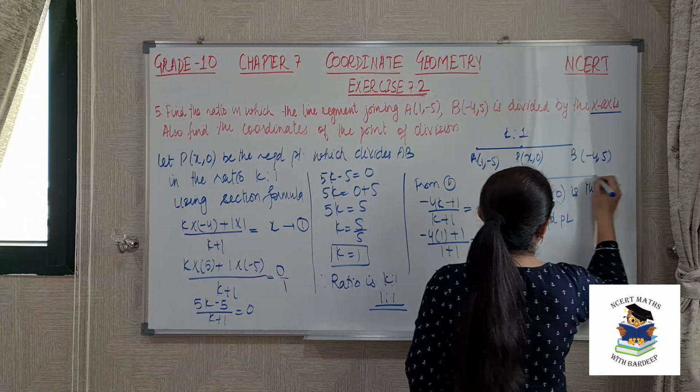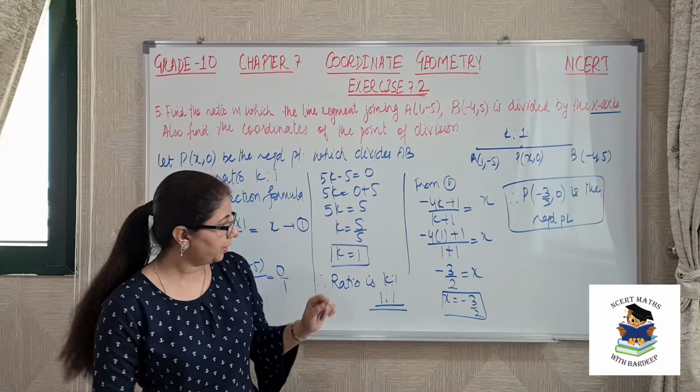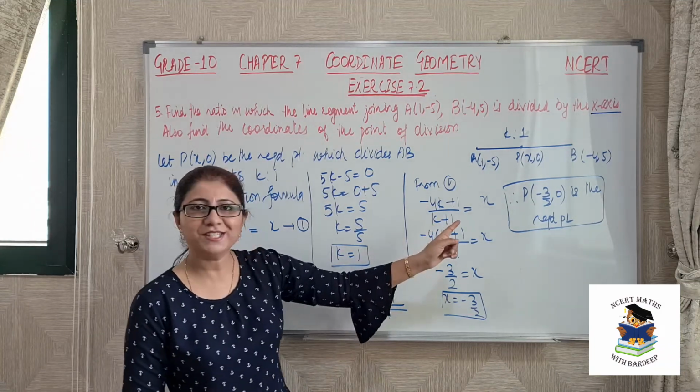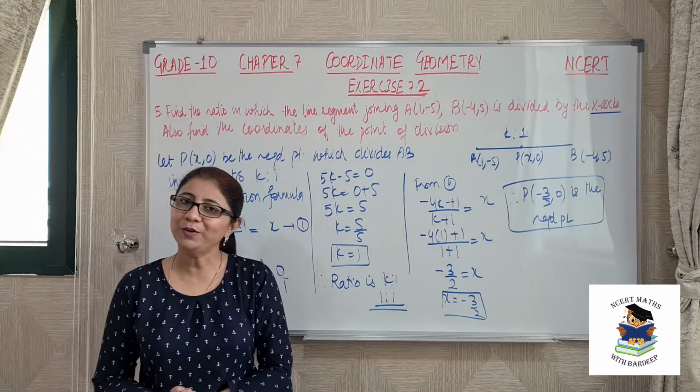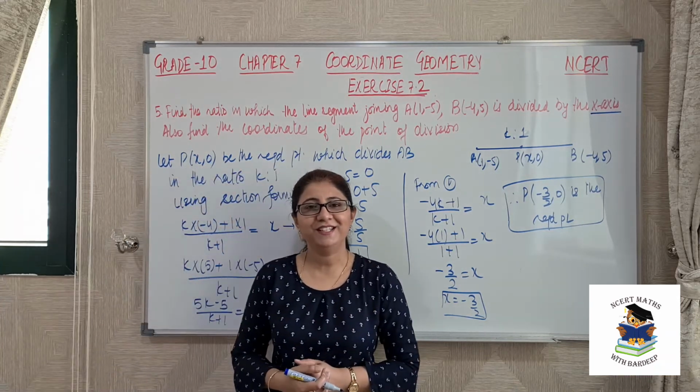So two things have been asked here. First we have found the ratio, and then by substituting the value of ratio in our first equation we will find the value of x. So this is our fifth question. I hope this is clear to you.